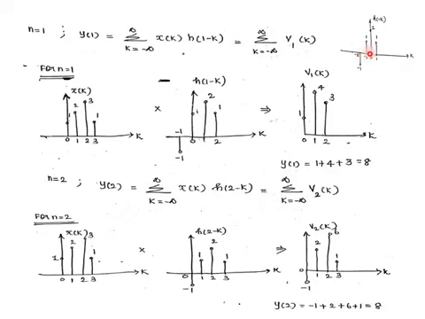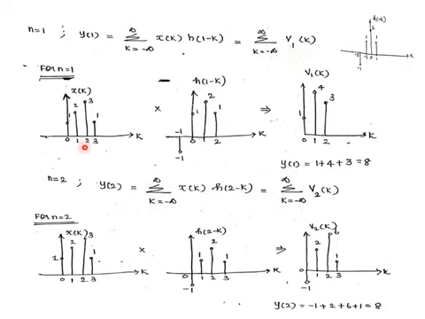All these samples will be shifted by 1 unit towards right, which means the sample at k is equal to minus 2 will be shifted to k is equal to minus 1, and the sample at k is equal to minus 1 will be shifted to k is equal to 0. The sample at k is equal to 0 will be shifted to k is equal to 1, and finally the sample at k is equal to 1 will be shifted to k is equal to 2. So you'll get a sequence like this. This is h of 1 minus k. Then we have to multiply these two sequences to get v1 of k.